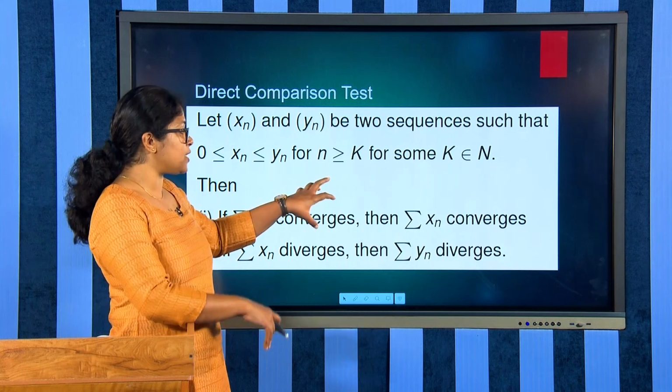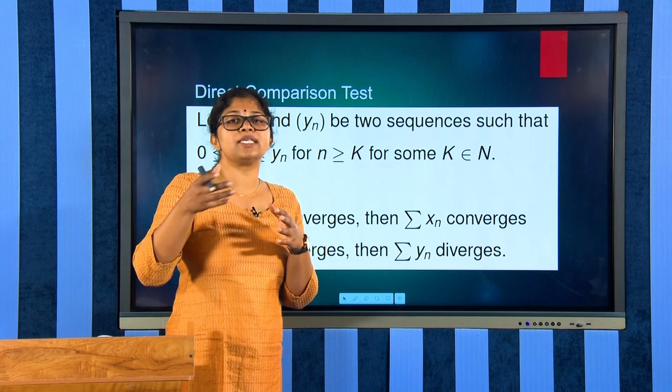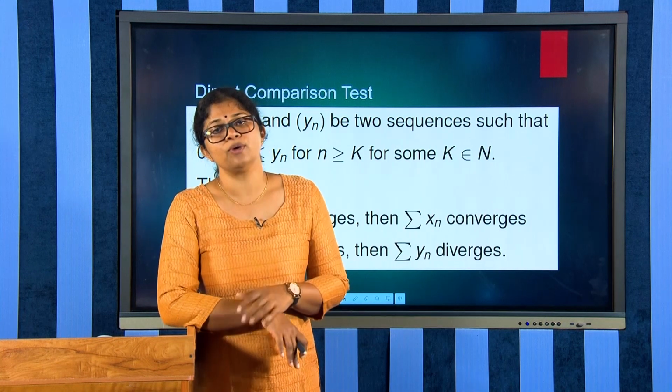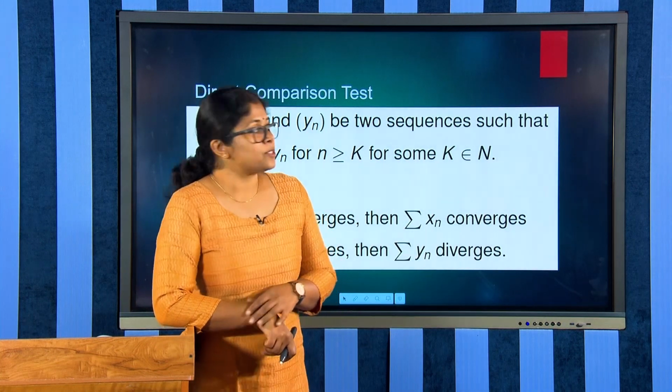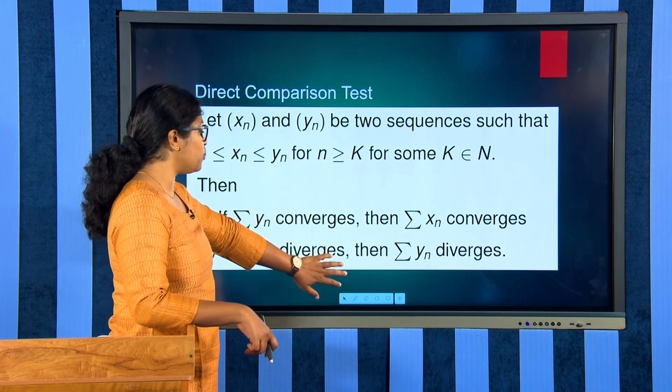So, if the larger series converges, the smaller series also converges. If the smaller series diverges, the larger one also diverges. I am leaving the proof as an exercise to you. You can look at the proof in the textbook.